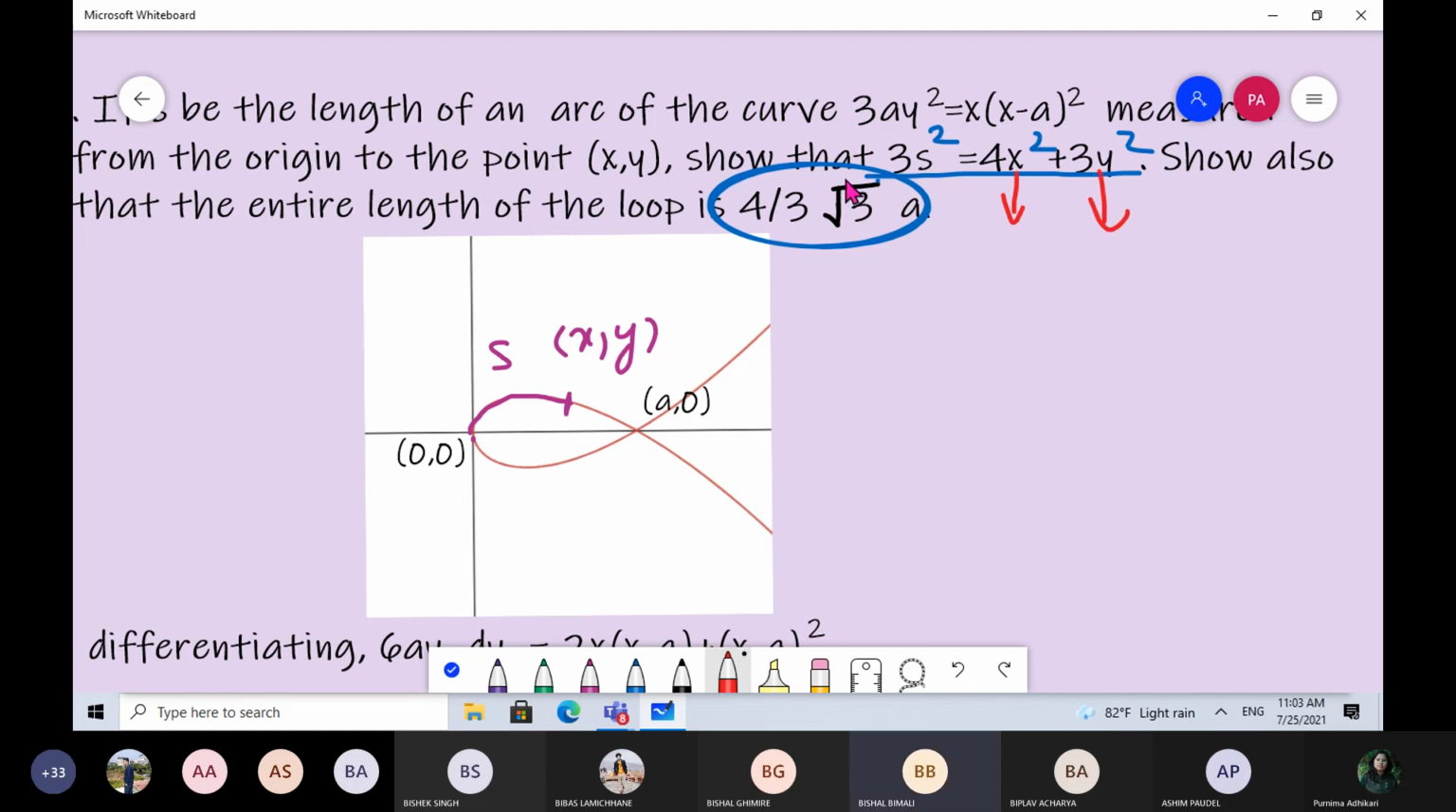2 times s for x equals to a, y equals to 0. Exactly, हैन. एकचोटि x को ठाउँमा a, y को ठाउँमा 0 राख्नु छ. You are going to get s will be length from origin till this point. यहाँसम्मको length आउँछ तिमीको, हैन. And then multiply the result by 2 and you will get this expression 4 by 3 root 3a.